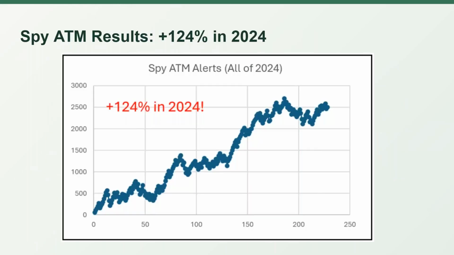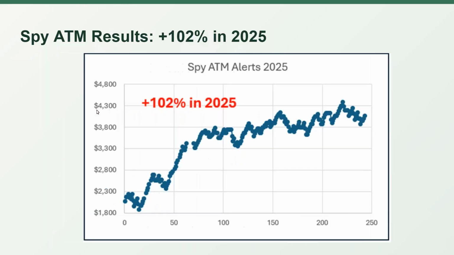Like I promised, I'd show you a couple of charts. This is the first one, from 2024. It's the profit and loss on a small account, a $2,000 account actually. It grew 124% in 2024 following our Spy ATM alerts every day. Along the x-axis, you can see number of trades. It's about 230 trades for the year. And up the y-axis is profits on that $2,000 account. So you can see it's $2,500 profit on that tiny account.